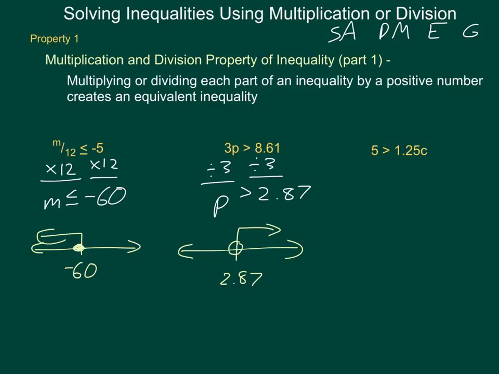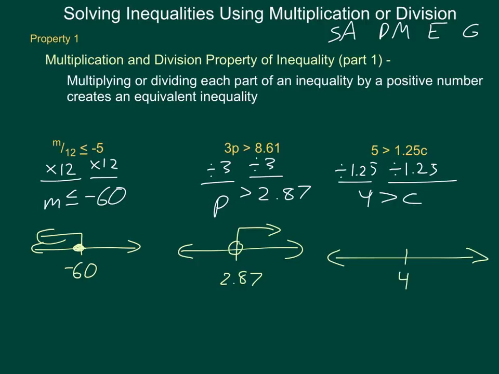Our third one, 5 is greater than 1 1/4 c. Since this is multiplication, I'm going to divide by 1 1/4. Which tells me that 4 is greater than c. So, on my number line, I place 4 in the middle. I'm going to use an open circle, and since 4 is greater, I want everything that is less than this.